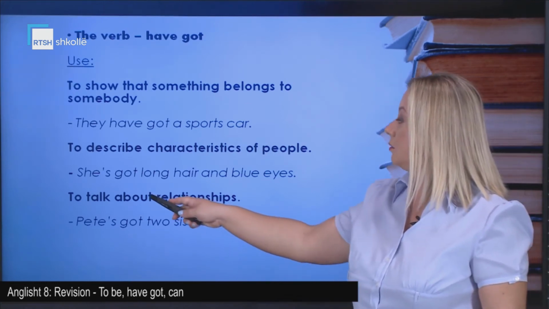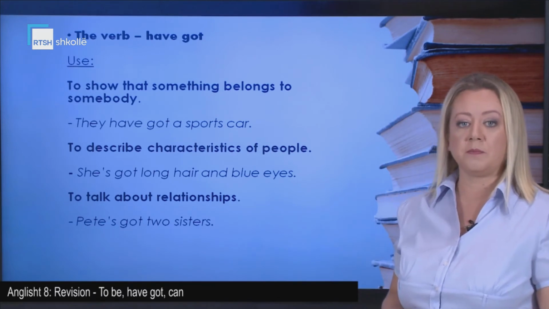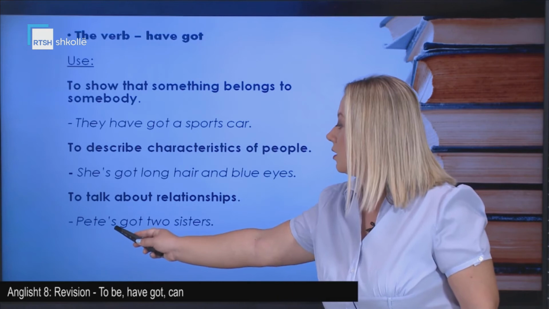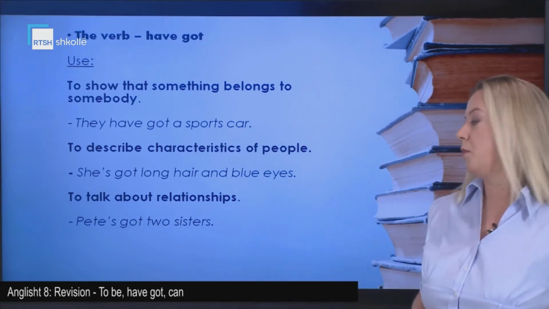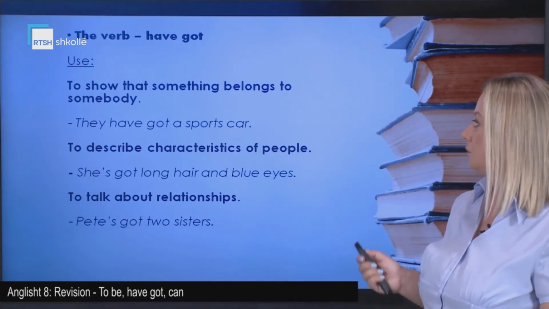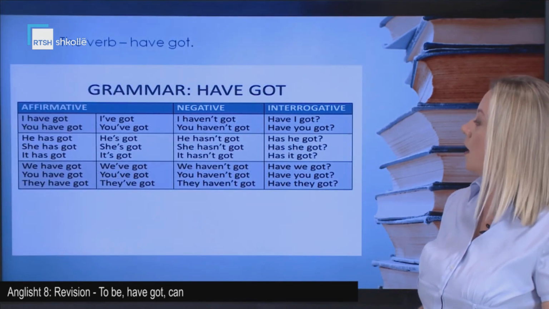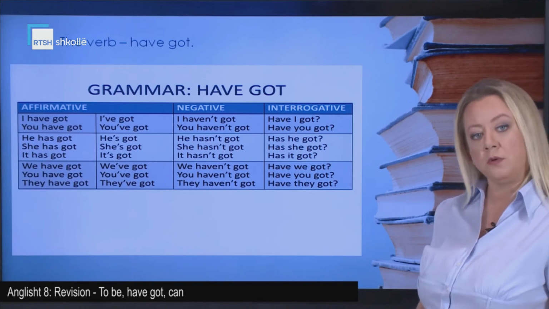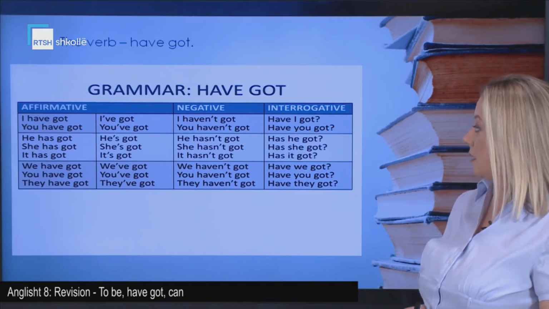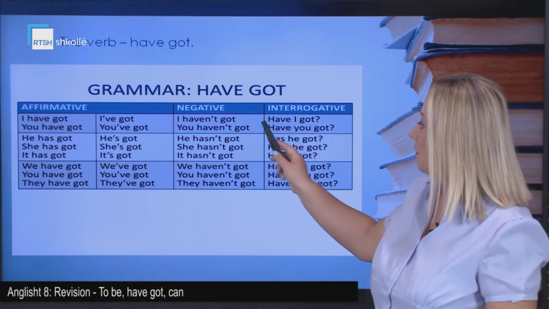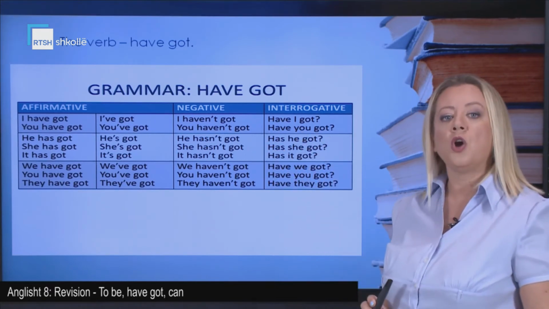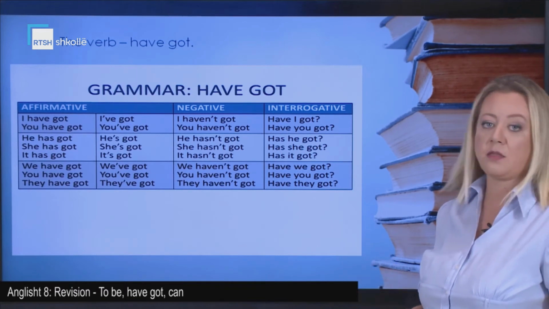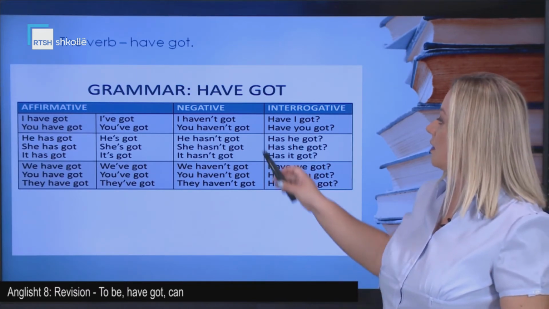And the third one, to talk about relationships. Pete has got two sisters. We see here that we have used the contracted form of the verb have got. How to conjugate it? It is conjugated as a full verb, but be careful with the negative form. We do not use the auxiliary do or does as with the other verbs, but we use this form.